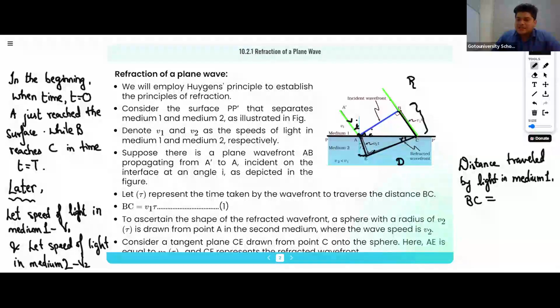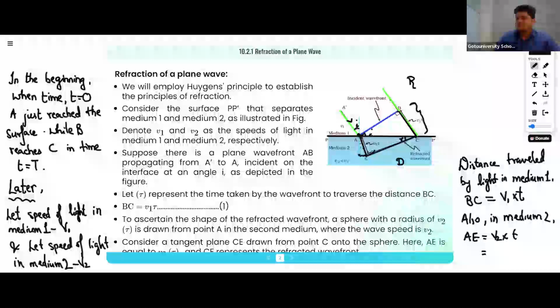That means distance is equal to velocity into time. So I will write V1 into T. First, V1 into time. And again, in medium 2, what will be the distance? In medium 2, the distance will be AE. AE means V2 into T. Time is T. So you can write BC is equal to V1 into T and AE will be equal to V2 into T.